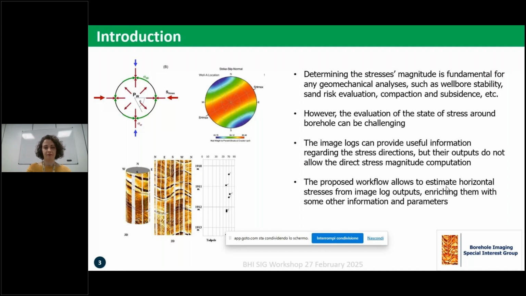But image logs can provide important information about the direction of the minimum and the maximum horizontal stress, but not the magnitude. For this reason, we decided to take the information from image logs and put it into a properly developed workflow to determine the stress magnitude starting from the image log outputs.